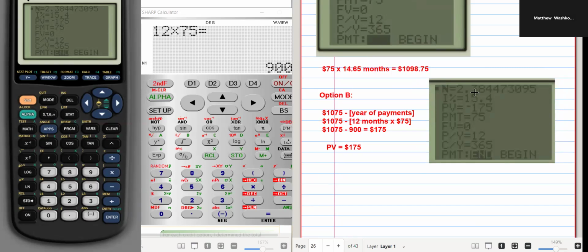So obviously that's going to be much better, right? What was my mistake? What mistake did I just make? It's not only 2.38 months. There's 12 months here still, right? There's still the 12 months. So it's 12 months plus 2.38 months. It's 14.38 months, right? So $75 times 14.38 months.